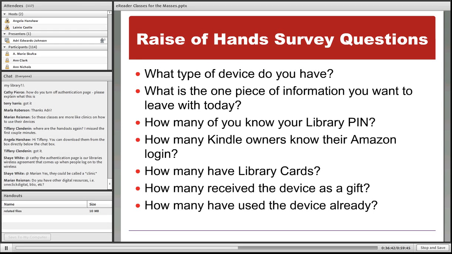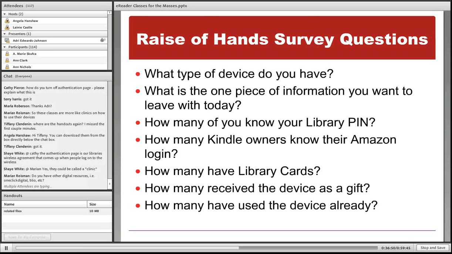Marion, no, we do not have any of the other digital downloadable titles. We've made the decision to only do Overdrive, which doesn't mean we won't change later on, but just right now, that's all we have.